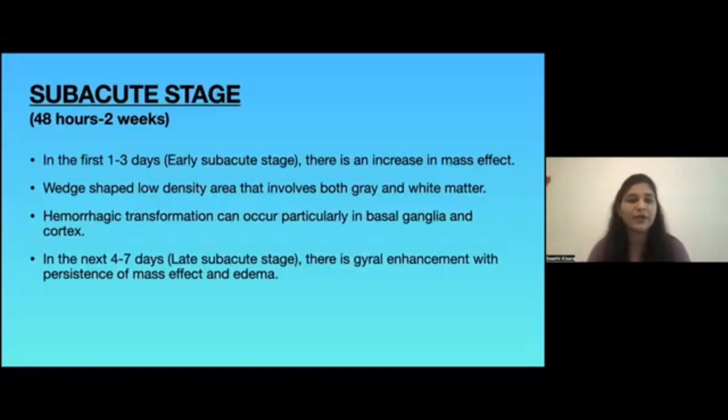Now coming to the subacute stage, which lasts from 48 hours to 2 weeks. It is divided into early subacute stage and late subacute stage. In early subacute stage, which is the first 1 to 3 days, there is an increase in mass effect. The CT abnormalities include wedge-shaped low-density area that involves both gray and white matter. Hemorrhagic transformation can also occur, particularly in basal ganglia and cortex. And in the late subacute stages, there is gyral enhancement with persistence of mass effect and edema.